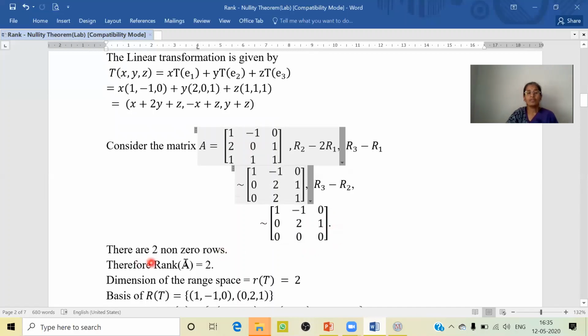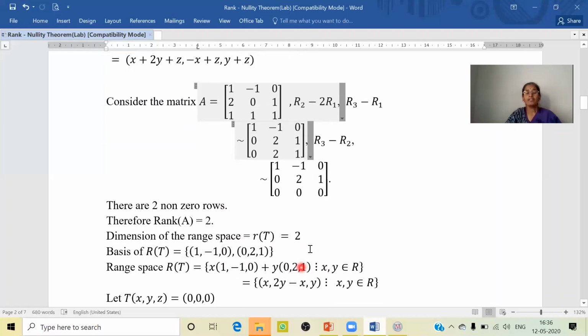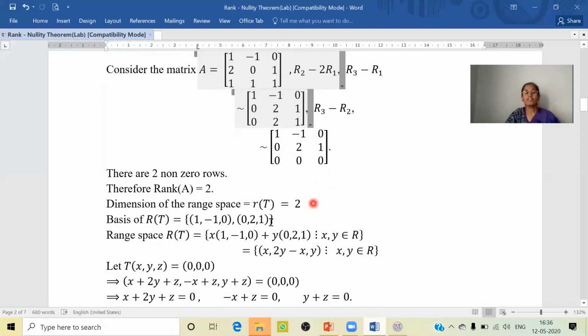So there are two non-zero rows. Therefore, we know that the rank of this matrix A is equal to 2. Hence, the dimension of the range space is equal to 2. And the two non-zero vectors here in the first and the second row of the matrix A in the reduced echelon form will form the basis of the range space, that is R of T.